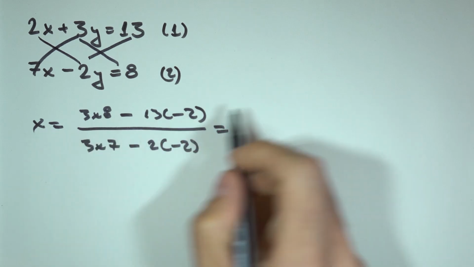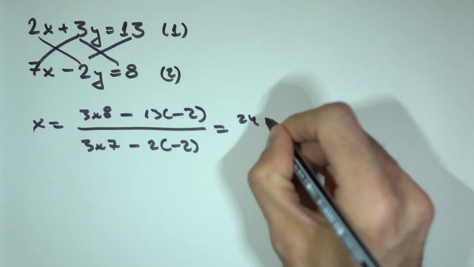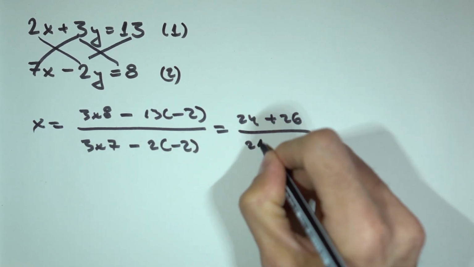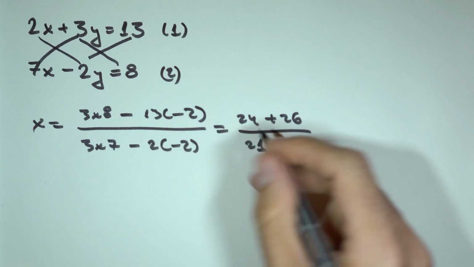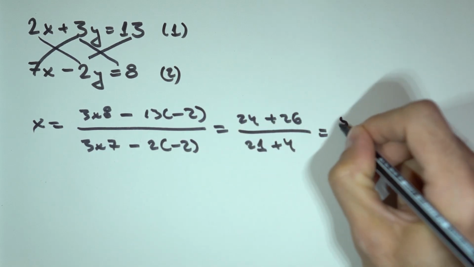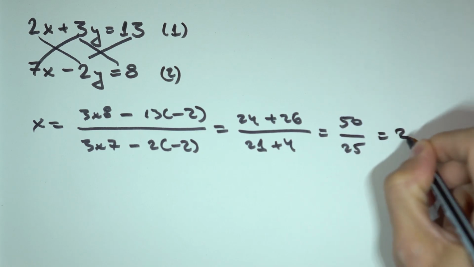And thus we obtain 3 times 8 is 24, minus 13 times minus 2 is plus 26, over 3 times 7 is 21, minus 2 times minus 2 is plus 4, or we have 24 plus 26 is 50, over 21 plus 4 is 25, which is 2.